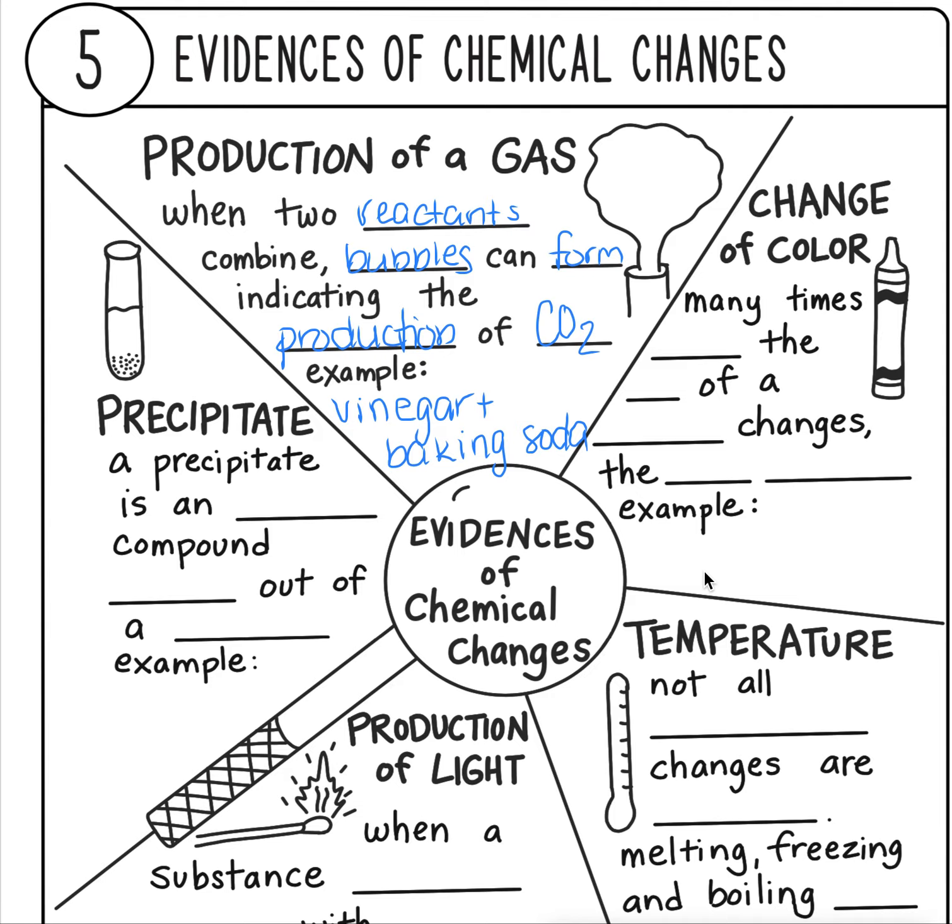Another sign of a chemical change is a change of color. Sometimes this happens when the pH or the acidity of a solution changes, and that can make the color change. An example of this would be a copper wire, which we know is usually a brown, penny-type color. If copper wire is dipped into a silver solution, you get a color change.